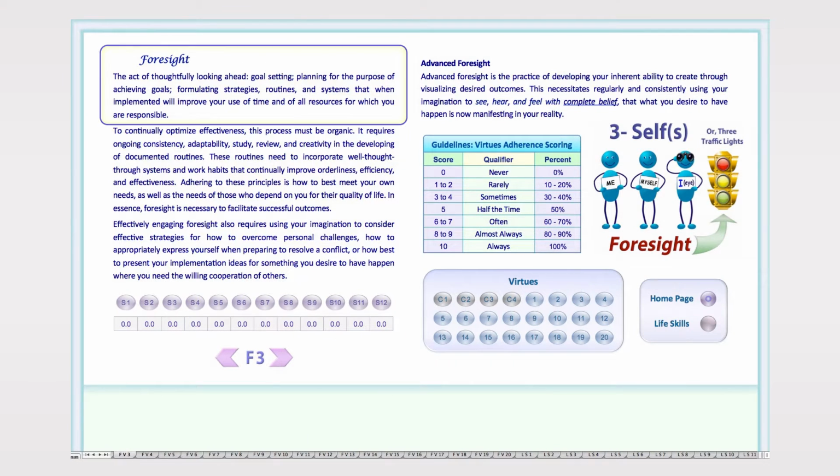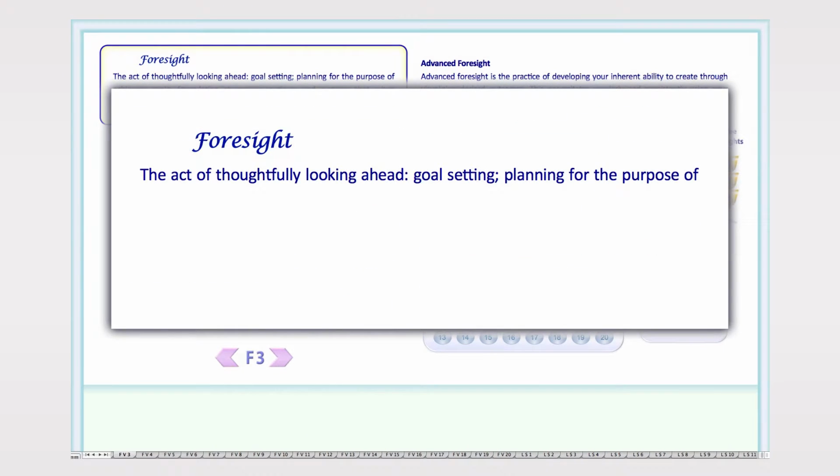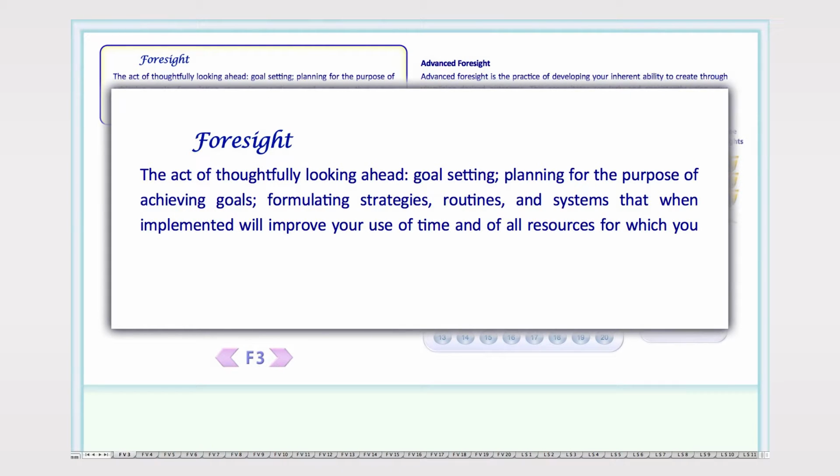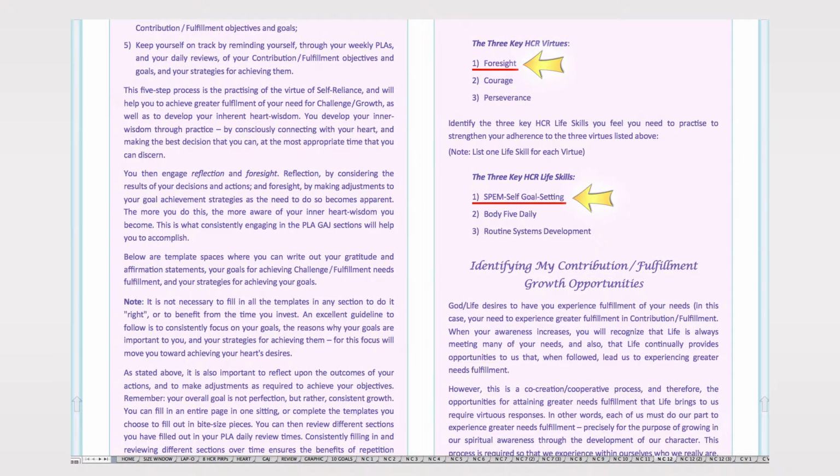Let's have a quick look at the first paragraph of the description for foresight. The act of thoughtfully looking ahead, goal setting, planning for the purpose of achieving goals, formulating strategies, routines, and systems that, when implemented, will improve your use of time and of all resources for which you are responsible. That description makes it quite evident why I chose that virtue as being key to achieving my goal.